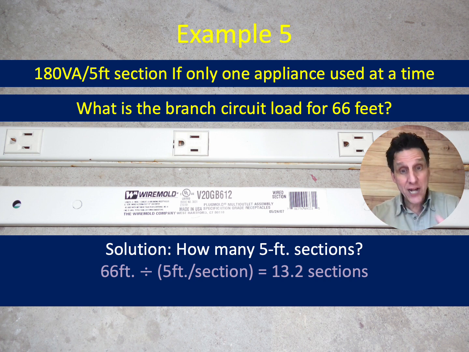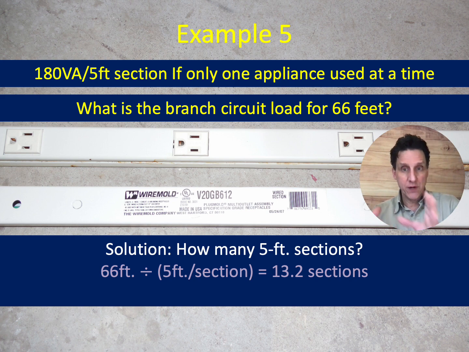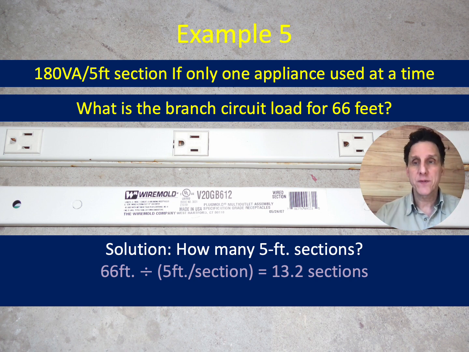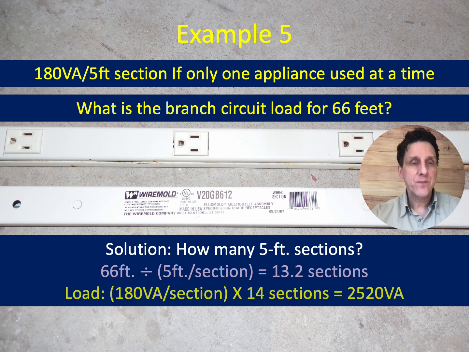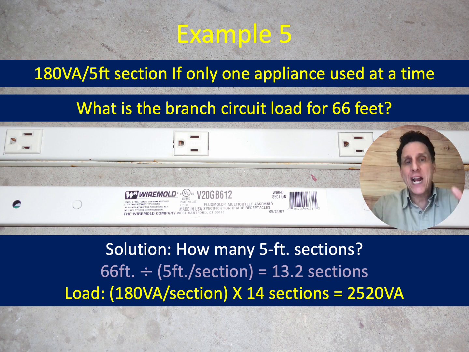And remember, every fraction of a section is calculated as a whole section. 180 volt amps. Every full section or fraction of a section is 180 volt amps. So the math works out like this. 180 volt amps per section times 14 sections, 2,520 volt amps. That's how we do that math, right? Every fraction of a section is counted as a whole section. Even though it's only 0.2 sections, 13.2 sections, you just round up. You always round up. If you have any fraction of a section, you just round up to the next whole number when you're doing these load calcs. All right, let's do one more.